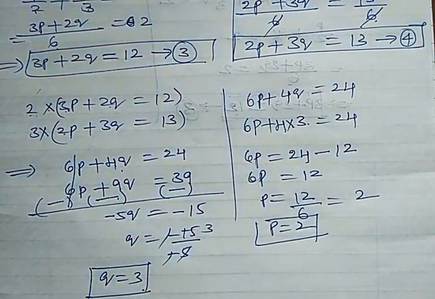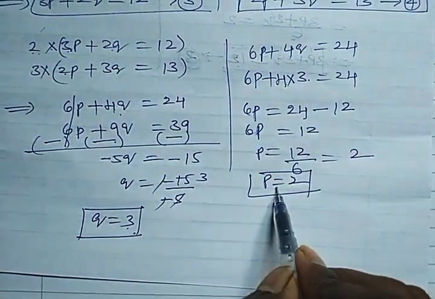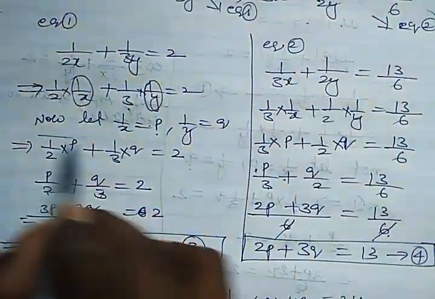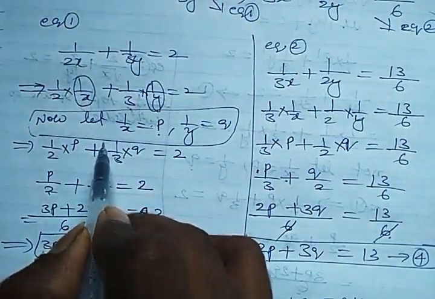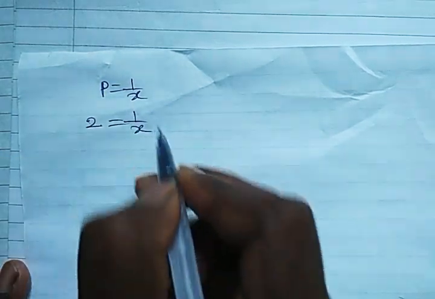Is it the answer? No, we are asked to find out xy values. So now put these values in our considerations. What we have considered here, this was our assumption, 1 by x is equal to p. So p is equal to 1 by x we have considered. What is the p value? 2. So 1 by x is equal to 2.